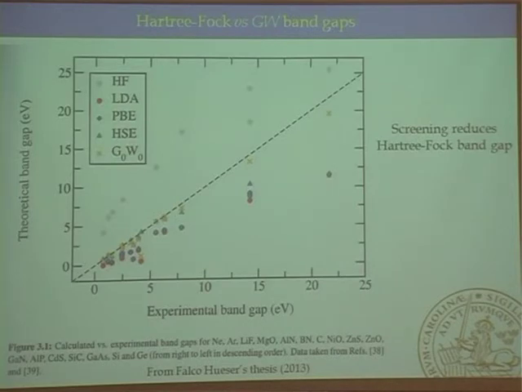This is a comparison between the Hartree-Fock and GW band gaps. This is just to illustrate that the screening reduces the Hartree-Fock gap. The yellow one here is the GW, and these are the Hartree-Fock. Again, you've already seen that you get good agreement with the experiment when you include corrections.